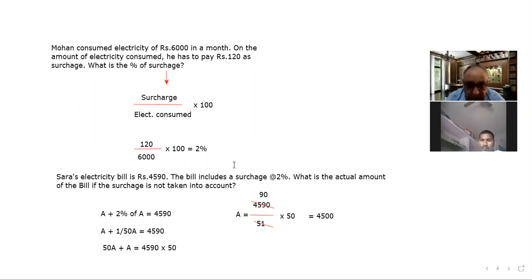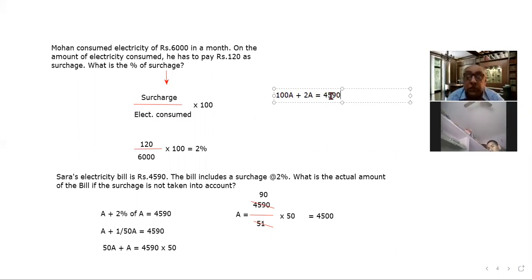So let's suppose your bill was 100A. Then 2% of that is included as a surcharge, so 102A becomes equal to 4590. Okay, that becomes equal to what?